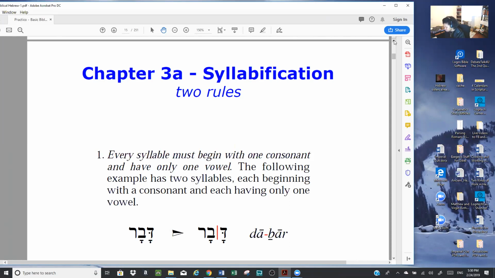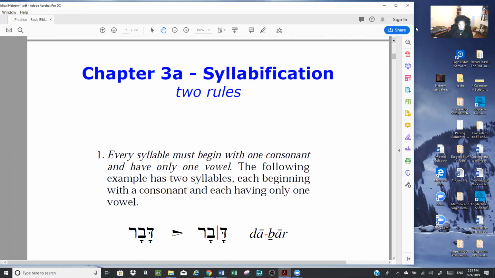The Hebrew word for word is davar. That's what you see here on the PDF. So the Hebrew word for word is davar and is syllabified as dalet with the kamets, and then you have a line, a red line. And then you have the bet with the kamets under the bet and then a resh. So this example has 2 syllables, each beginning with a consonant and each having only one vowel, right?